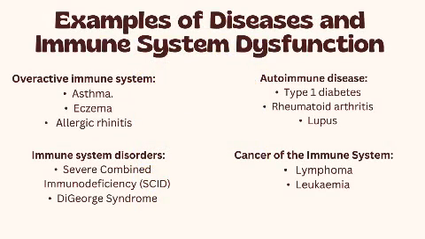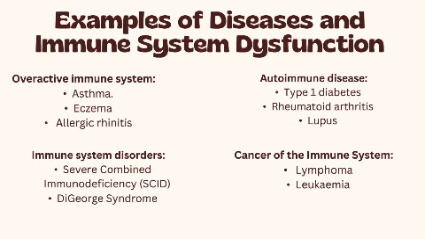So now let's have a look at the examples of diseases and immune system dysfunction. The immune system dysfunction can lead to various diseases, each affecting the body's ability to defend against infections, such as an overactive immune system, autoimmune disease, immune system disorder, and cancer of the immune system. So let's do a breakdown.